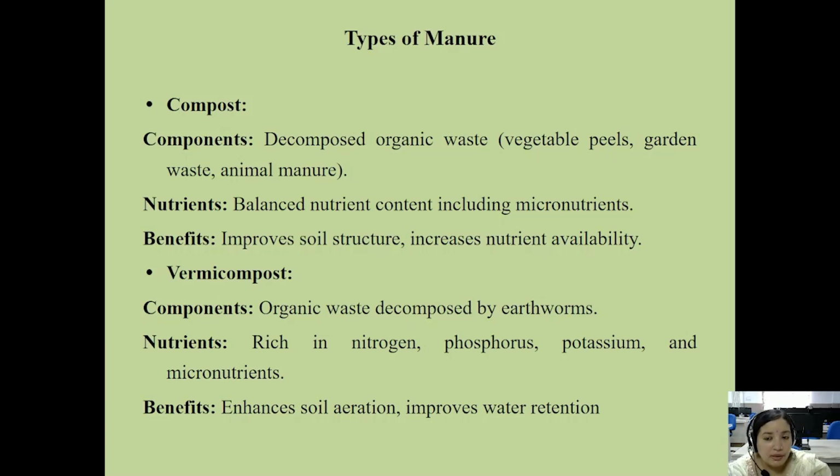These are the components of compost: decomposed organic waste. Vegetable peels we can use as a type of manure in our agricultural land for the purpose of production of crops. Garden waste we can use. Animal manure we can use. Cow dung we can use, in our agricultural land for the production of crops, and it improves the soil structure, increasing nutrient availability.